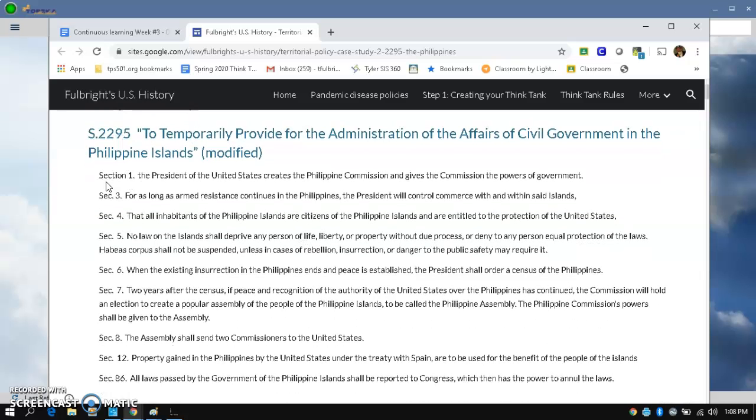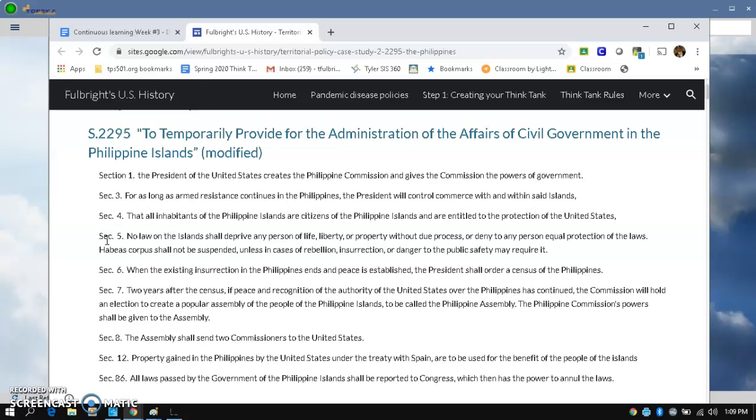Break it down. Section 1. The President of the United States creates the Philippine Commission and gives the Commission the powers of government. Section 3. For as long as armed resistance continues in the Philippines, the President will control commerce with and within said islands. Section 4. That all inhabitants of the Philippine Islands are citizens of the Philippine Islands and are entitled to the protection of the United States.